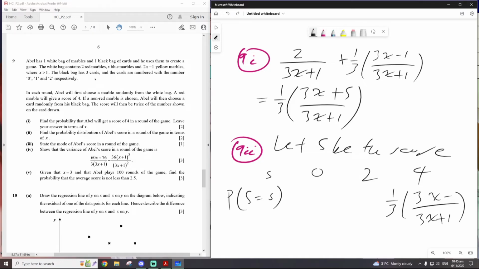What about the other 2? You'll realize that the only thing that differs is the card number, because it doesn't matter what marble they drew. As long as it's not red, they will immediately get 0 or 2 or 4. But for you to even get a 0 or 2, you need to first not draw the red marble. So therefore, you need to first get 3x minus 1 over 3x plus 1. And you still need to draw the correct card, which has a probability 1 over 3. Oh wait, this is 3x plus 5. Sorry, I just realized. So this is 1 over 3, 3x minus 1, divided by 3x plus 1. And actually this number 2 is exactly the same. 1/3 times 3x minus 1 over 3x plus 1.